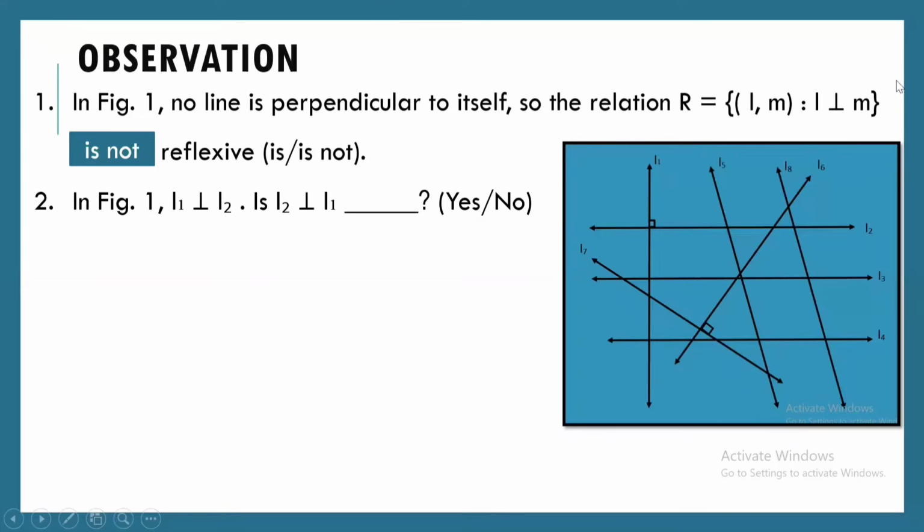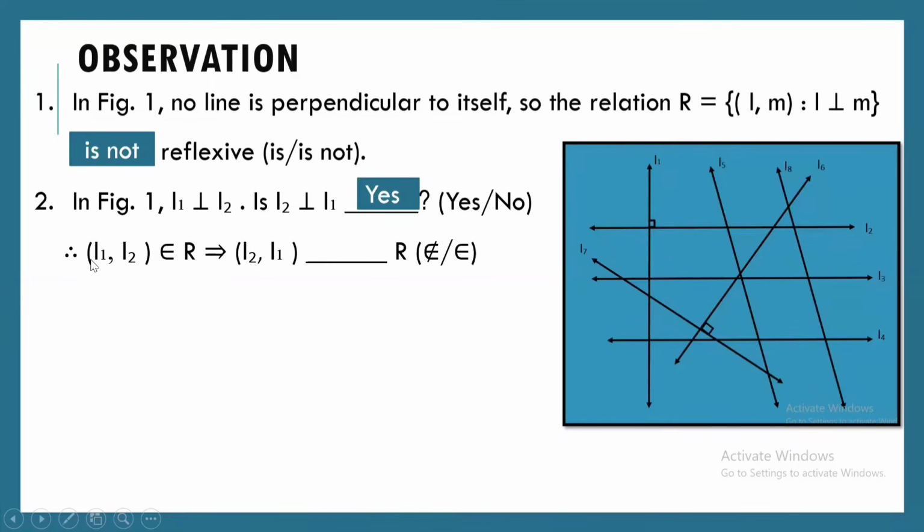In figure 1, L1 is perpendicular to L2. Is L2 also perpendicular to L1? Yes. If L1 is perpendicular to L2, that means this angle is 90 degrees, so L2 is obviously perpendicular to L1 also. So we will write here, yes. I know that (L1, L2) belongs to R. L1 is perpendicular to L2, and from that I can conclude that L2 is also perpendicular to L1. So if (L1, L2) belongs to R, then (L2, L1) will also belong to R.